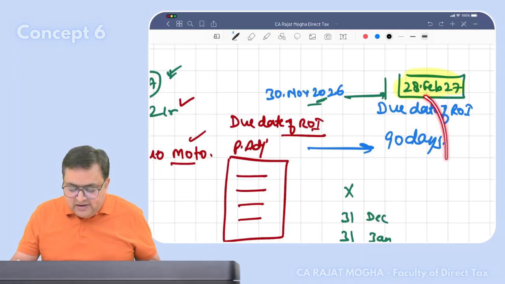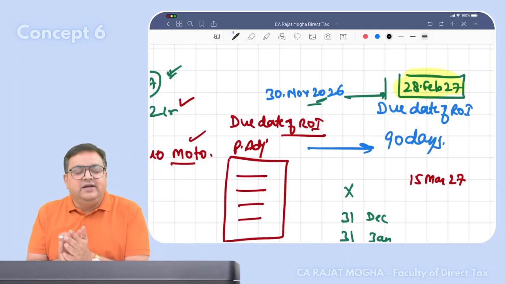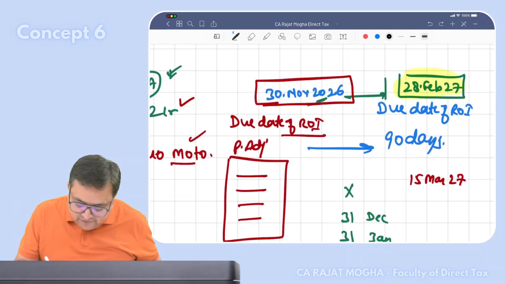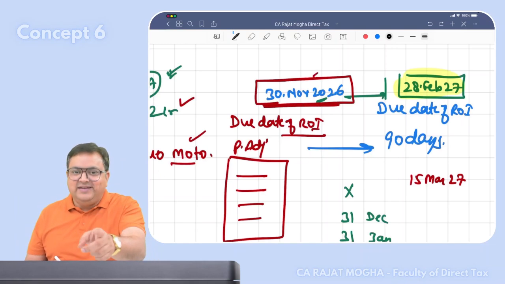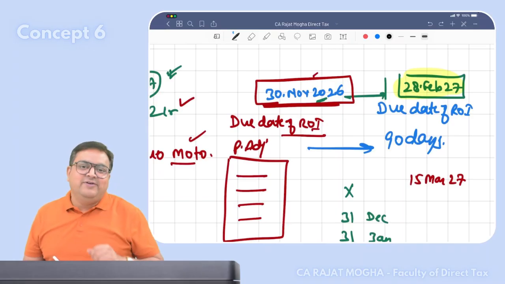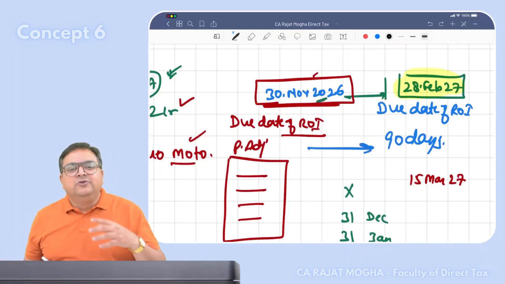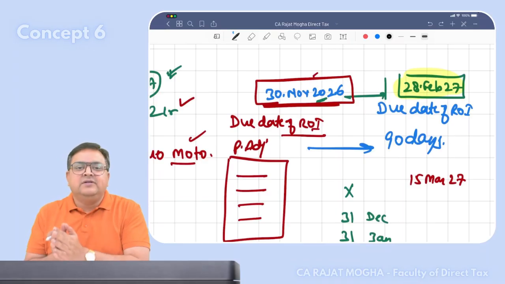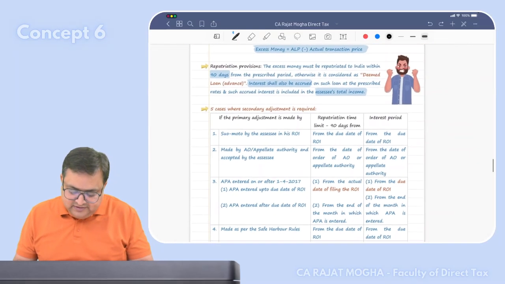But if you bring it late, let's say, for example, you bring this money on 15th of March 27, this is now after 90 days, then you have to charge interest. Interest from where? From the due date of ROI. From the due date of ROI, this date also we will include. I'll explain this with the help of an example. This date we will also include, and from this date we have to charge the interest rate. So it depends: if it is denominated in Indian currency, SBI rate plus 3.25%. If it is in foreign currency, LIBOR rate plus 3%. Right? We'll do the example. First of all, understand the concept.